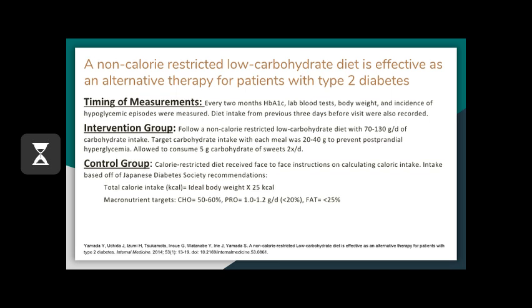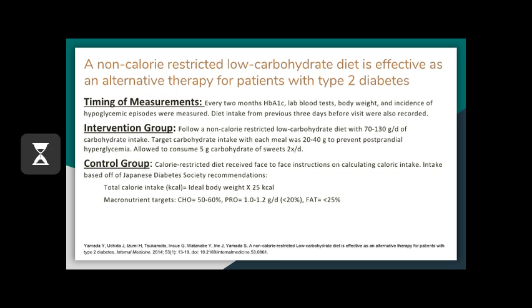For the intervention group, they followed a non-calorie restricted diet, which had between 70 and 130 grams carbohydrate a day. They instructed them to try to stay within 20 to 40 grams per meal to prevent postprandial hyperglycemia. And also they were allowed to consume 5 grams of carbohydrate of sweets 2 times a day.